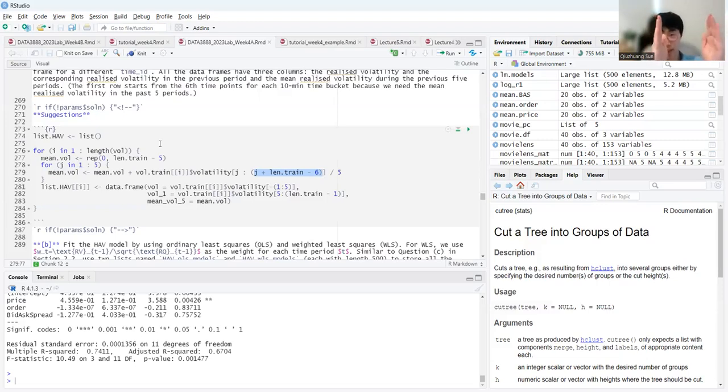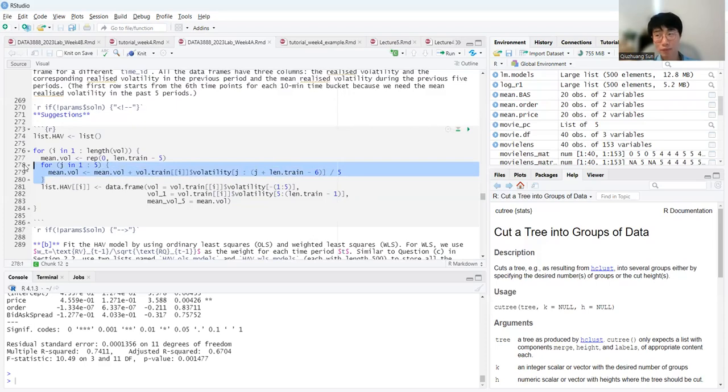J equals 3, I move the time window one step. J equals 4, I move this window. J equals 5, I again move it. Now I have 5 time series. If I just take the column mean of this time interval across the 5 time series, I can get the mean realized volatility for the first 5 periods, for the second 5 periods, for the third 5 periods. This is essentially what we did in this for loop.